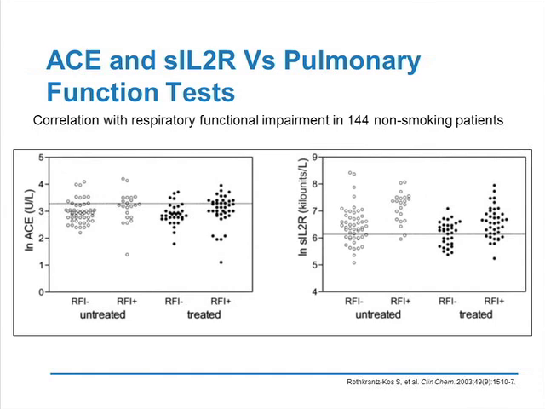The left-hand panel shows patients either requiring or not requiring treatment, and you can see that the angiotensin converting enzyme level does not stratify those patients very well. On the right-hand panel, you can see that the soluble interleukin-2 receptor level does seem to stratify to some degree which patients have abnormal pulmonary function tests, but there is very substantial overlap between the groups. And so again, this cannot be used in isolation as a rationale for treatment. It's also important to remember when thinking about prognosis and management decisions that most patients with sarcoidosis will have resolution of their disease.